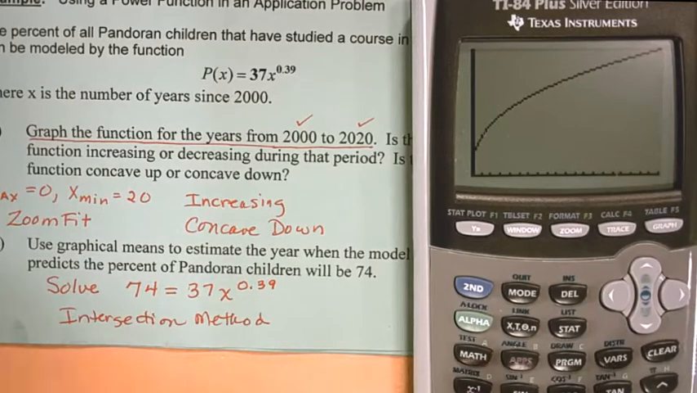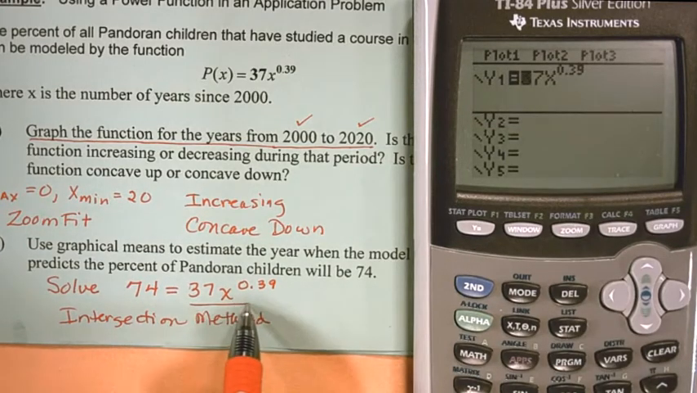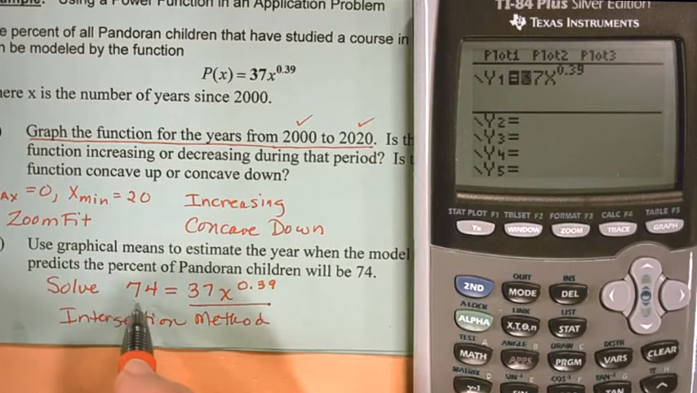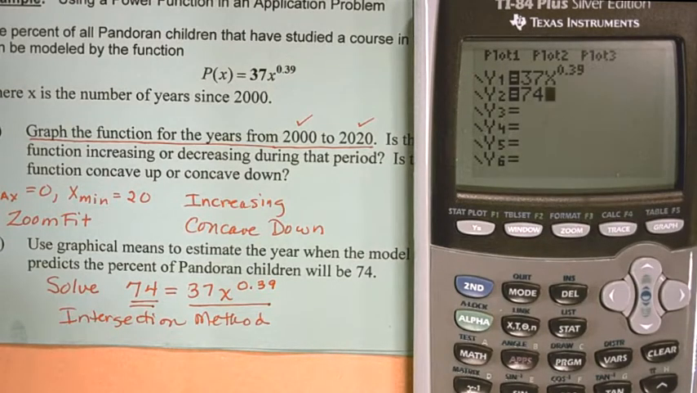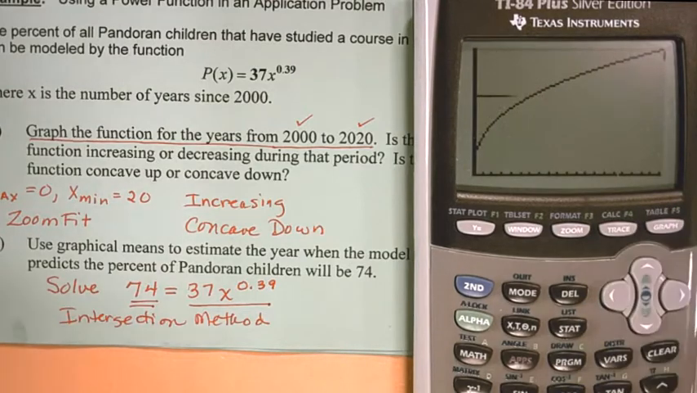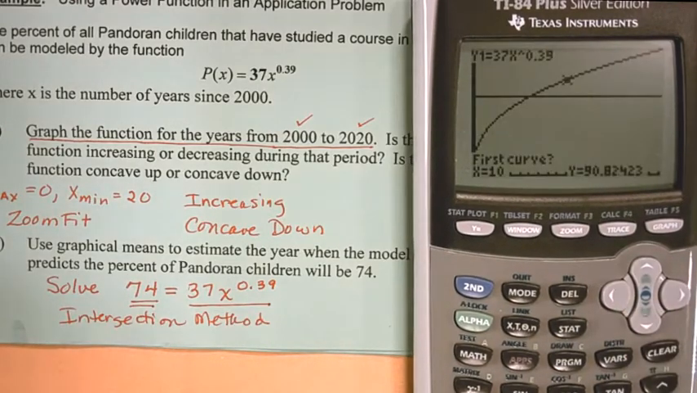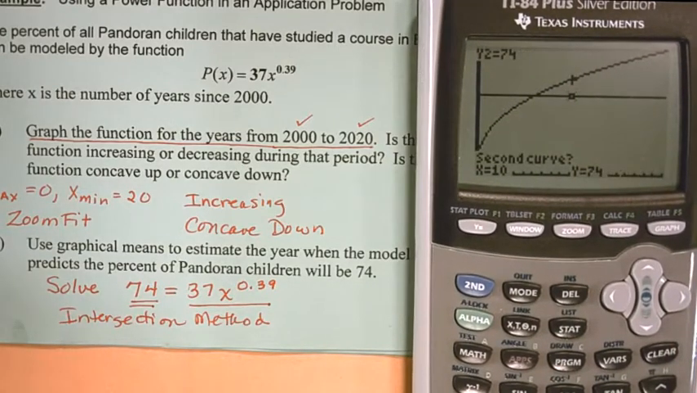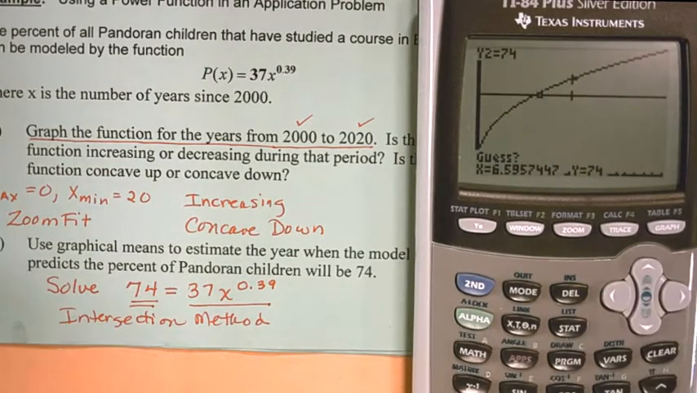I'm going to go back to my y equals screen. Because I already have this part on y1, I'm going to choose to put the other side on y2. And I'm going to graph them both and see where they intersect, just like I always have. So I'm going to do second calculate, intersect. I'm going to answer the questions as the prompts come up. Yes, that's the first curve, enter. Yes, that's the second curve, hit enter. Go over there to where it intersects, hit enter.